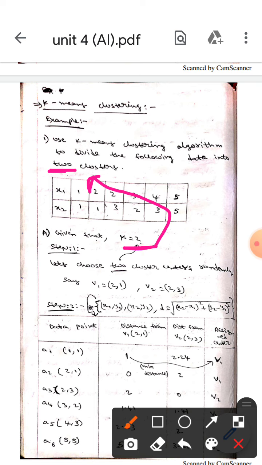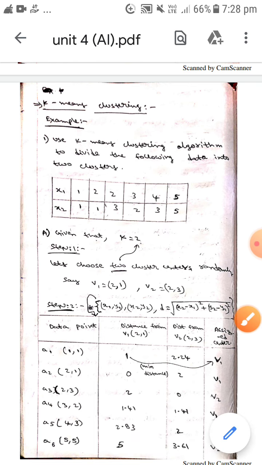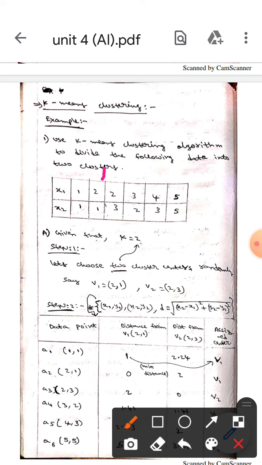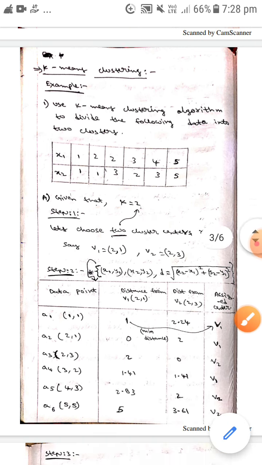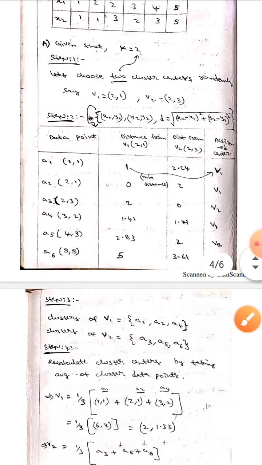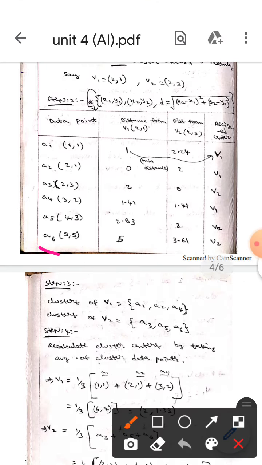K equals 2, which means we should select two cluster centers randomly. Here I selected (2, 1) as cluster center 1, v1, and (2, 3) as cluster center 2, v2. Now we should draw this kind of tabular form.